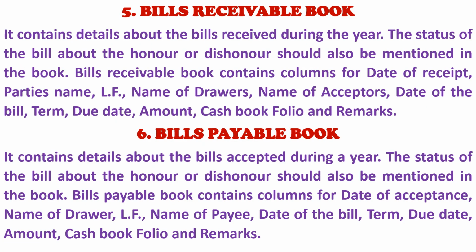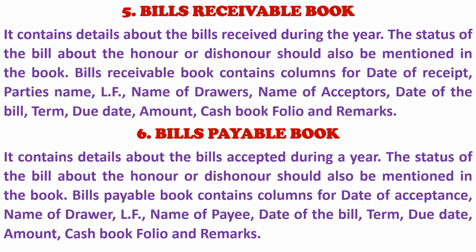5. Bills receivable book. It contains details about the bills received during the year. The status of the bill, about the honor or dishonor, should also be mentioned in the book. Bills receivable book contains columns for date of receipt, party's name, LF (ledger folio), name of drawers, name of acceptors, date of the bill, term, due date, amount, cash book folio and remarks.